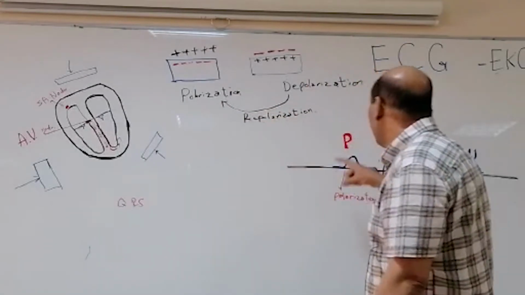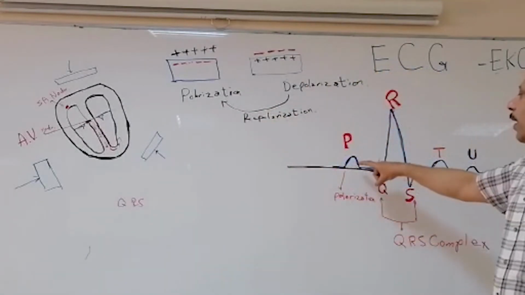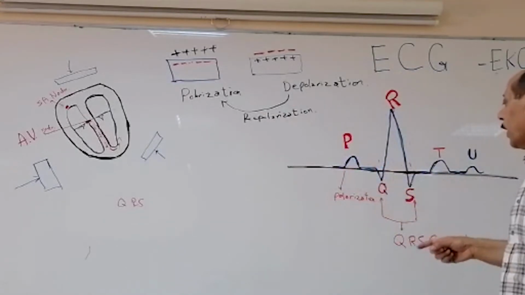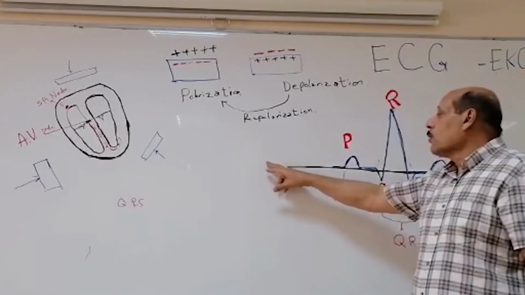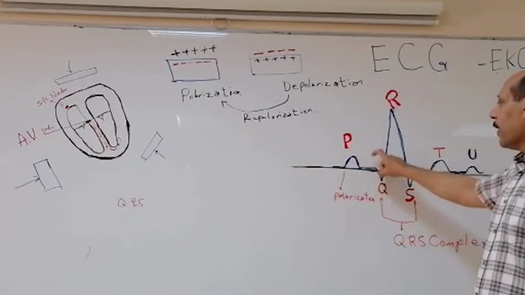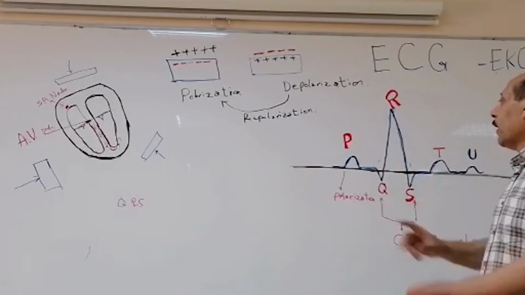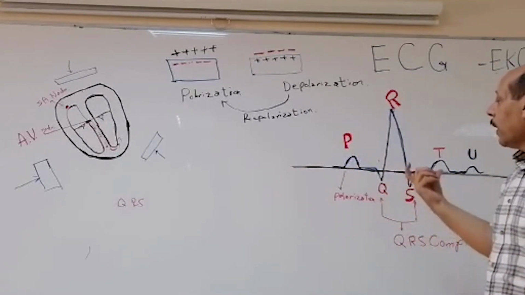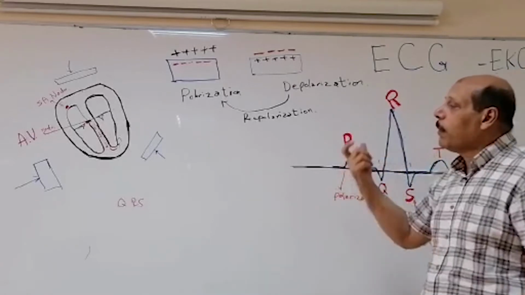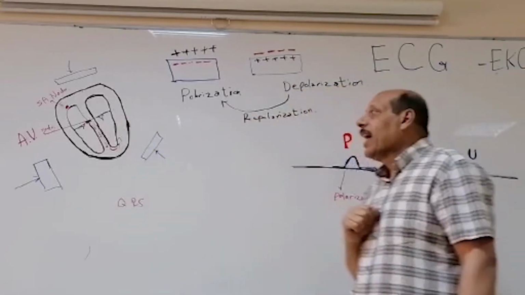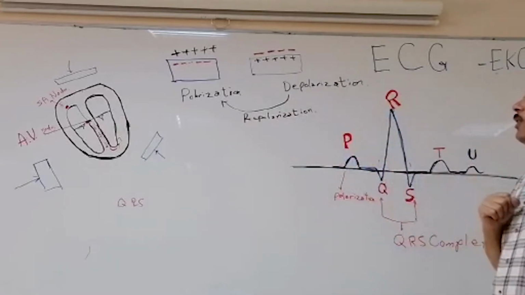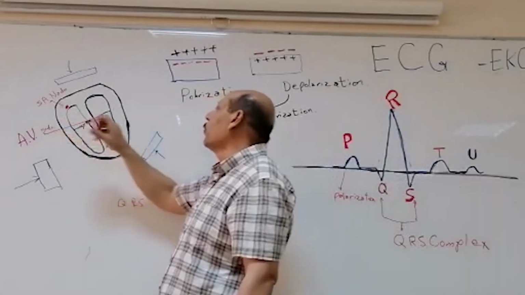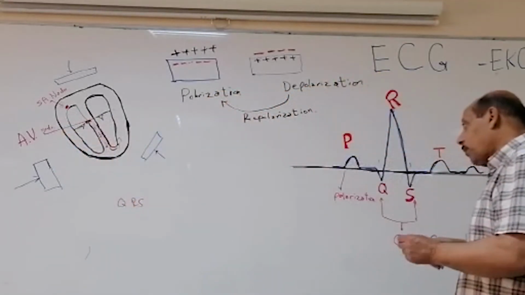Then it will create what we call the P wave. So the P wave, in the isoelectric line, is coming up, the first positive wave, which is the P wave. It will give us an impression about the work of the SA node, the impulse which is coming from the SA node. Then the impulse will be traveling from the SA node to the AV node.